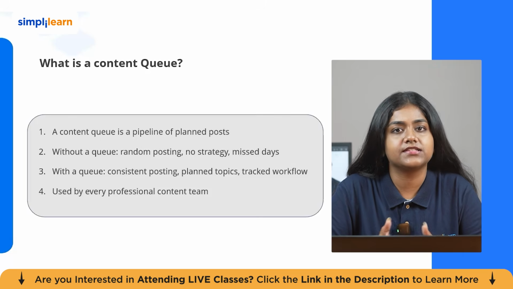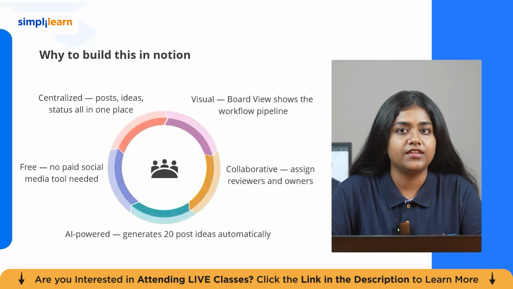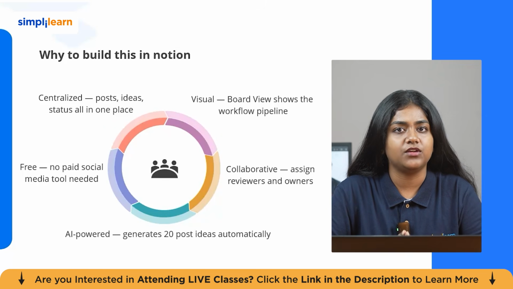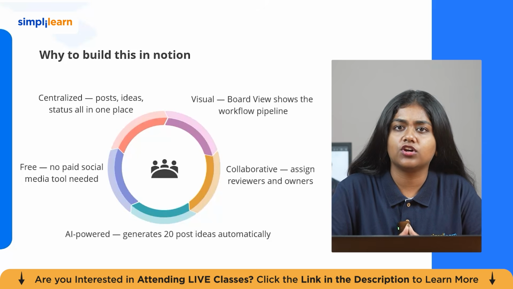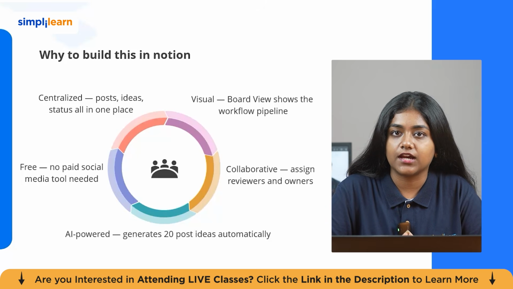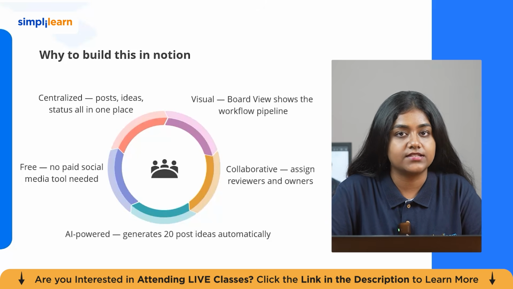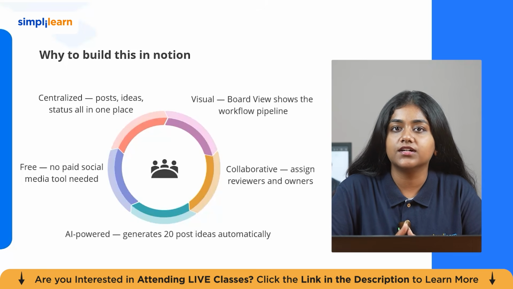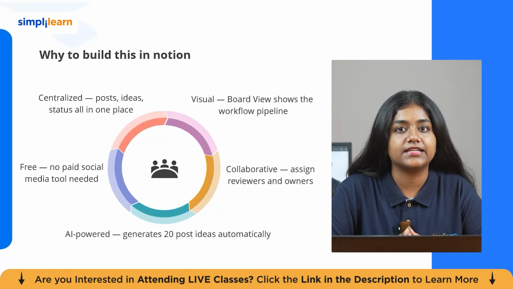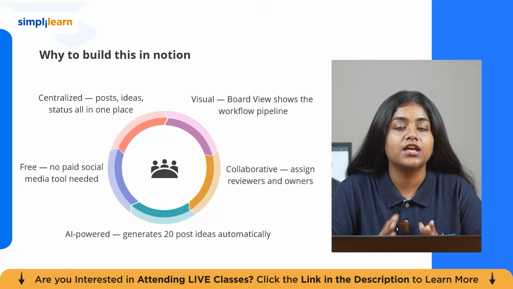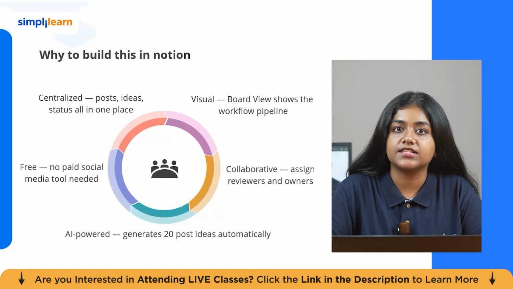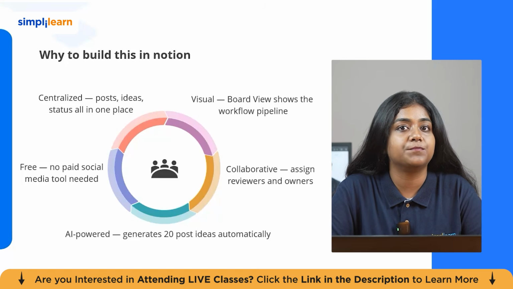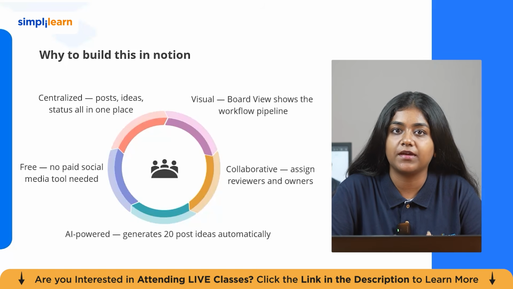So why are we building this in Notion? Because Notion gives you everything a paid social media planning tool like Buffer or Later gives you, but for free, with complete customization. In Notion, your content queue is centralized. All your post ideas, written copies, categories, trends, status, and dates are in one database. It is visual. The board view turns your database into a pipeline where you can see exactly how many posts are in each stage. It is collaborative. You can assign reviewers and tag team members. And it is AI powered. With Notion AI, you can generate 20 complete post ideas about any trending topic in just seconds.